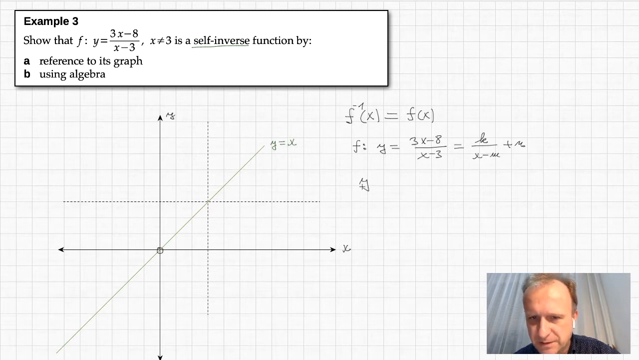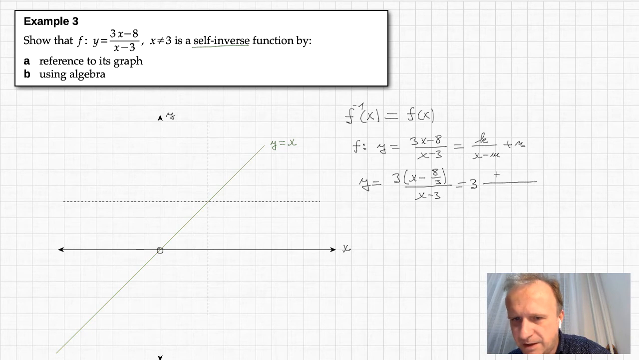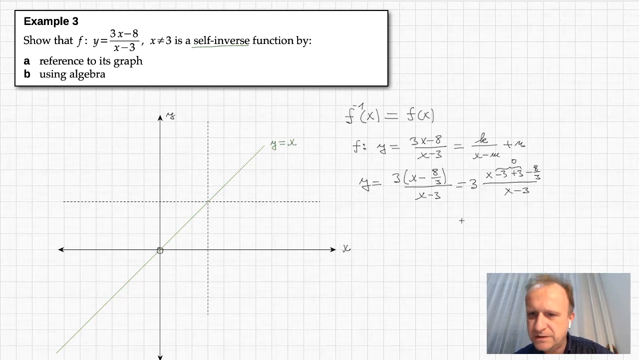To do that, let me start by taking out the number 3 in front of those numbers in the numerator. So I'll take out 3, so it's (x minus 8/3) divided by (x minus 3). Now I try to replicate x minus 3 in the numerator, so 3 is in front of the fraction, and here I have (x minus 3 plus 3 minus 8/3) divided by (x minus 3). You may remember that adding and subtracting the same number is a zero in convenient form.